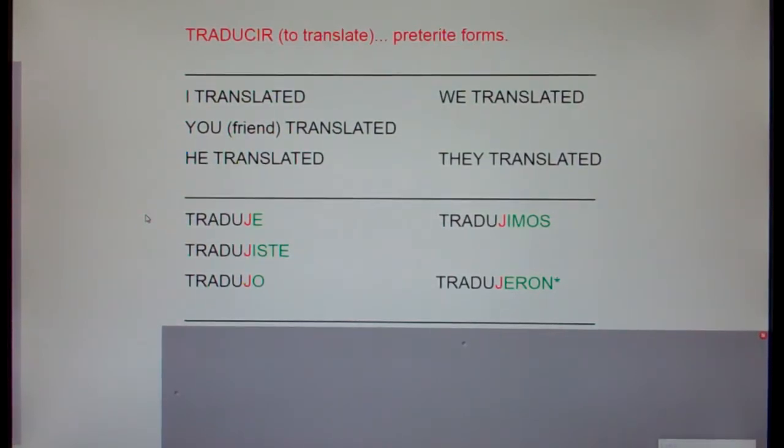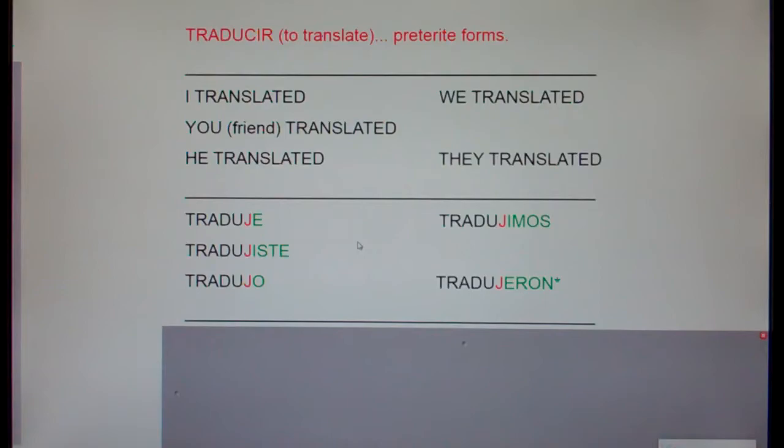I translated. Yo traduje. I translated. Yo traduje. You friend translated. Tú tradujiste. He translated. Él tradujo. We translated. Nosotros tradujimos. And finally, they translated. Ellos tradujeron.